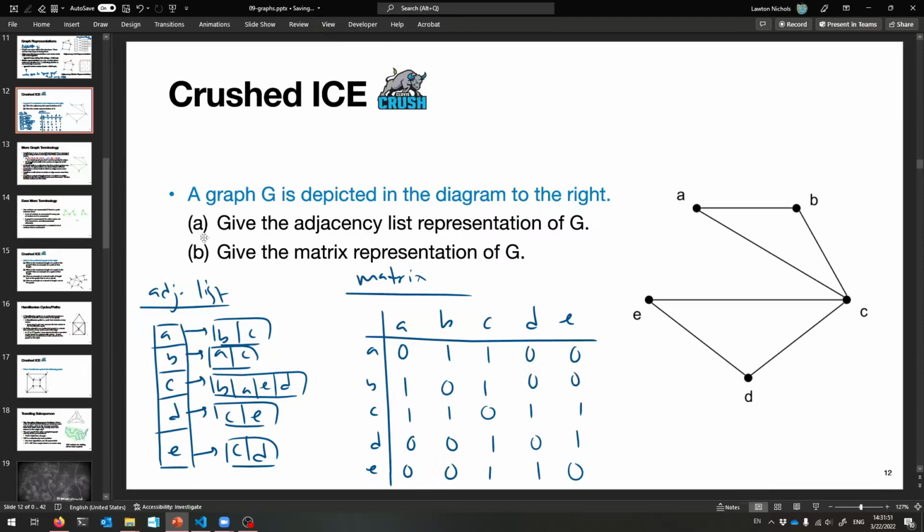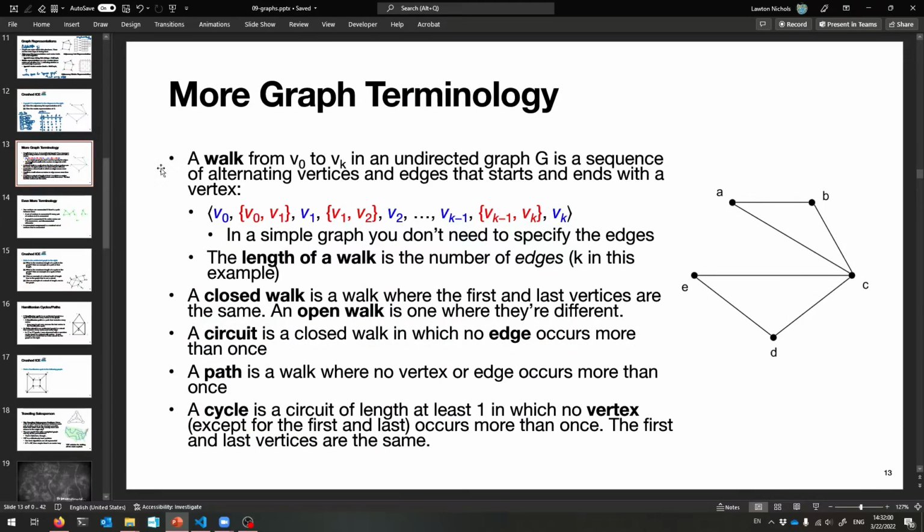Okay, so those are the representations. That's how you might store a graph in your program. Okay, so that's that. Now let's keep on trucking. I have even more terminology now, because we haven't talked about how to move around a graph.